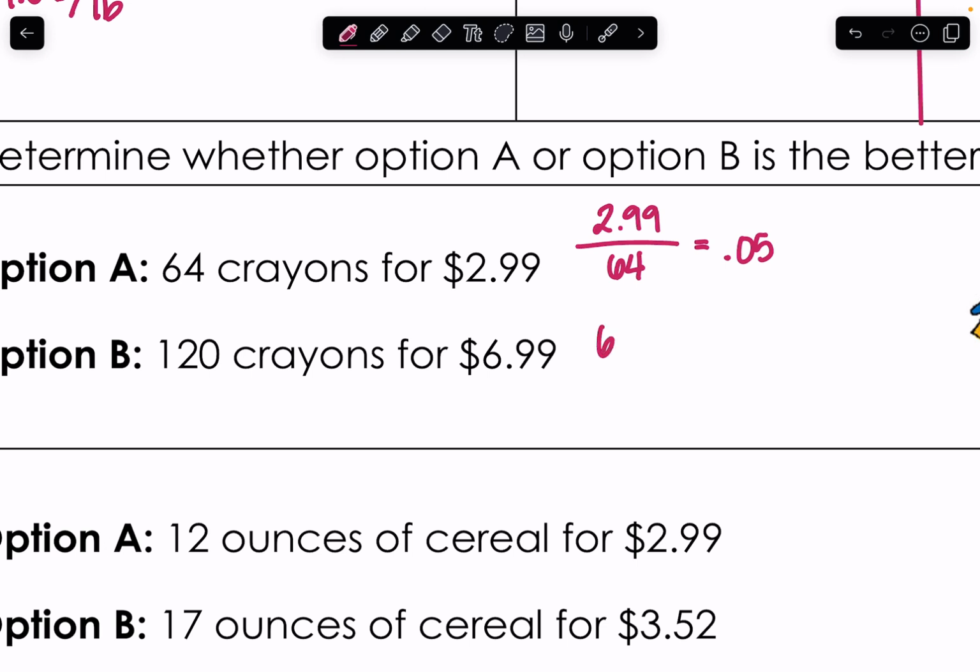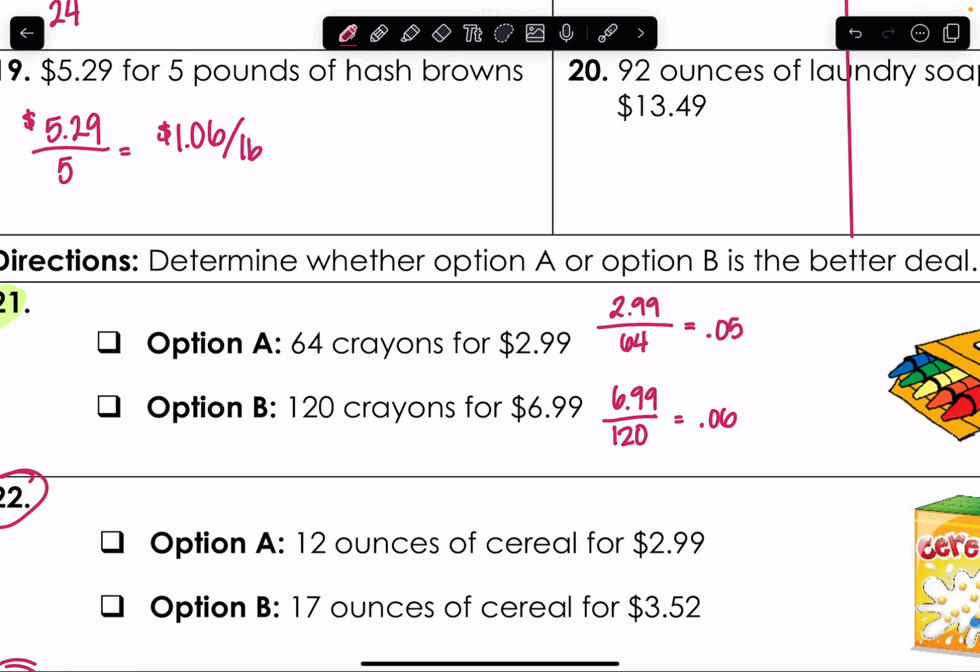Then I can do that again. I can take $6.99 and divide that by 120. And so $6.99 divided by 120 gives me an answer of 0.058. That 8 is going to bump that 5 up to a 6 cents. So technically, which one is a little bit cheaper? A. So I would say A.